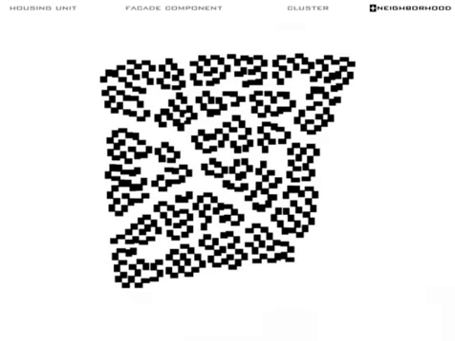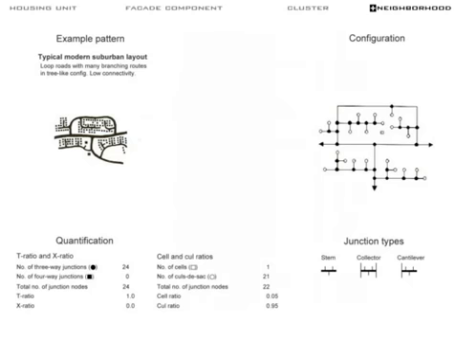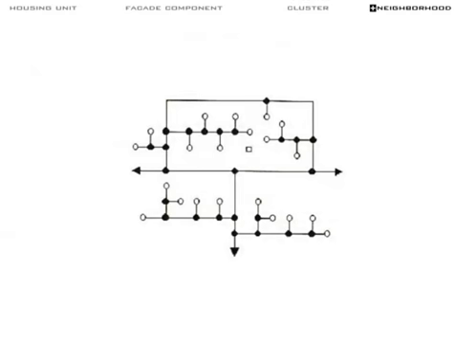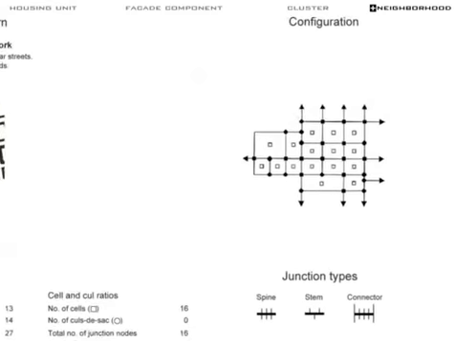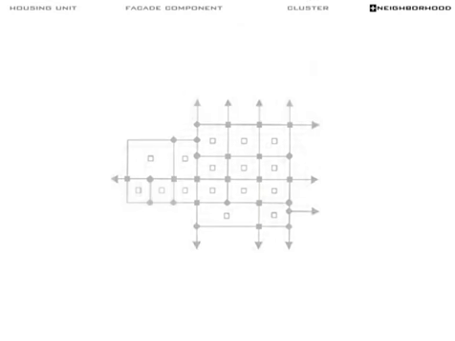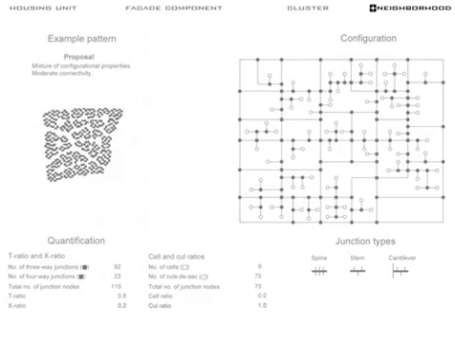The street patterns turn out to be a mixture of configurational properties of moderate connectivity. It is neither like a typical modern suburban layout, with loop roads in a tree-like configuration of low connectivity, nor like a traditional grid network, which has regular orthogonal rectilinear streets with high connectivity of crossroads. The frequency of the T-ratio and X-ratio, as well as the diversity in junction types, ensures an efficient circulation system without losing the hierarchical accessibility, producing an ambiguous perception and a sense of security like the vernacular does.